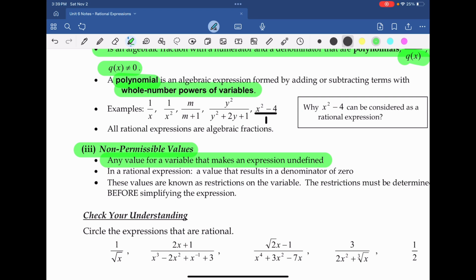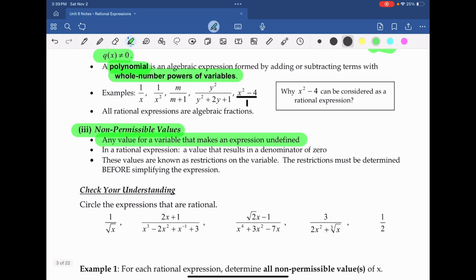In a rational expression, a value that results in a denominator of 0, that's exactly what a non-permissible value is. Whatever that value is, and you'll see in some of the examples below, whatever value we say the NPV is, if we were to substitute it into our actual algebraic fraction or our rational expression, it would make the denominator 0, and we can't have denominators of 0.